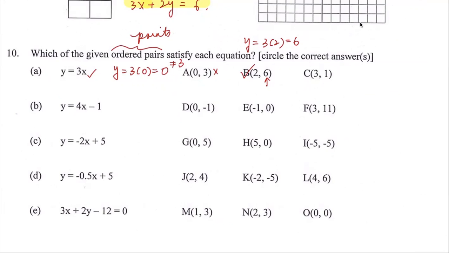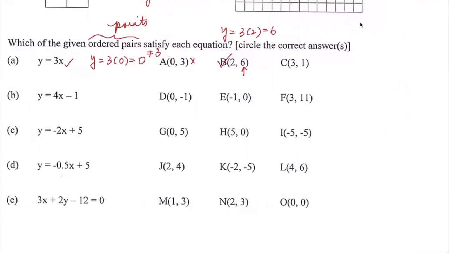Let's try (3, 1). If we plug 3 in the equation, y will be 3 times 3, which is 9. 9 is not equal to 1. So this means this point does not satisfy the equation, and this point is not on the straight line. These two expressions mean the same thing.